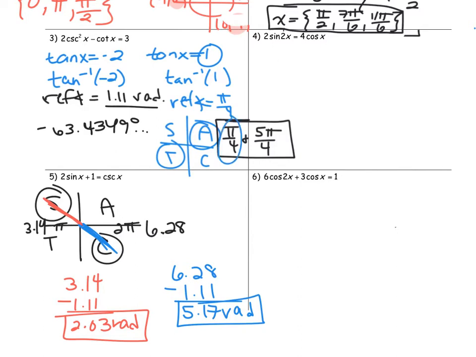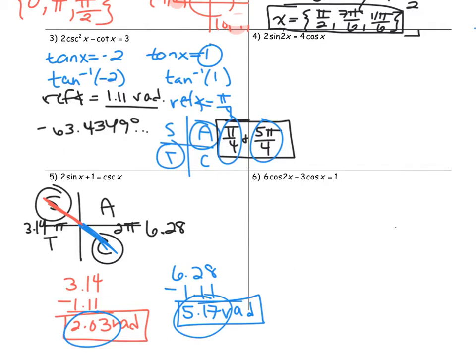So that's my final answer, guys. We have pi over 4, 5 pi over 4, 2.03 radians, and 5.17 radians. I know these are a little bit trickier, so if you need to join a Zoom to get some clarification, definitely ask. All right, we're on a roll.